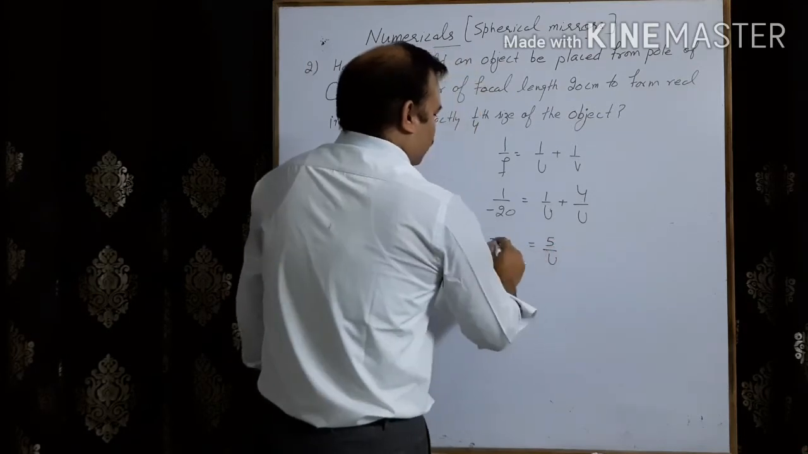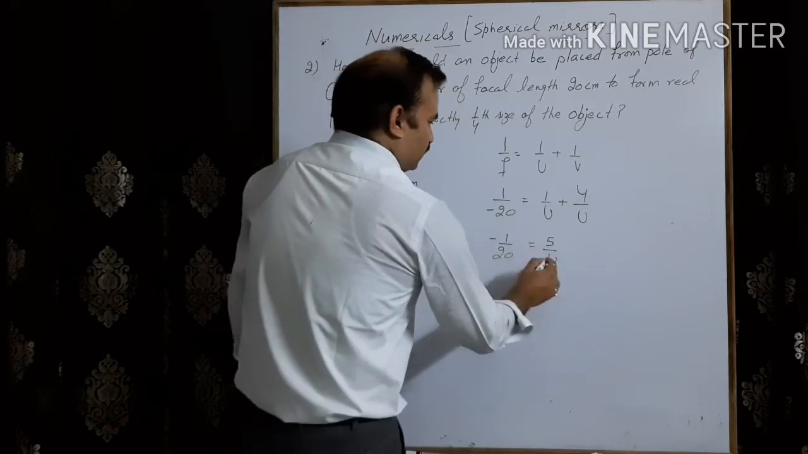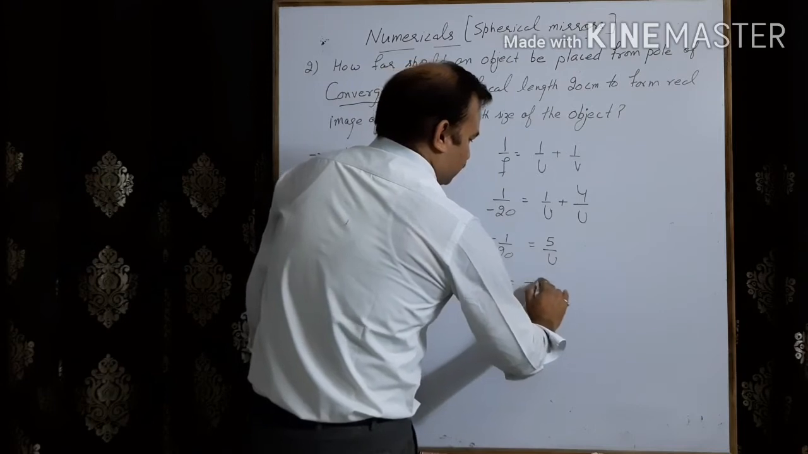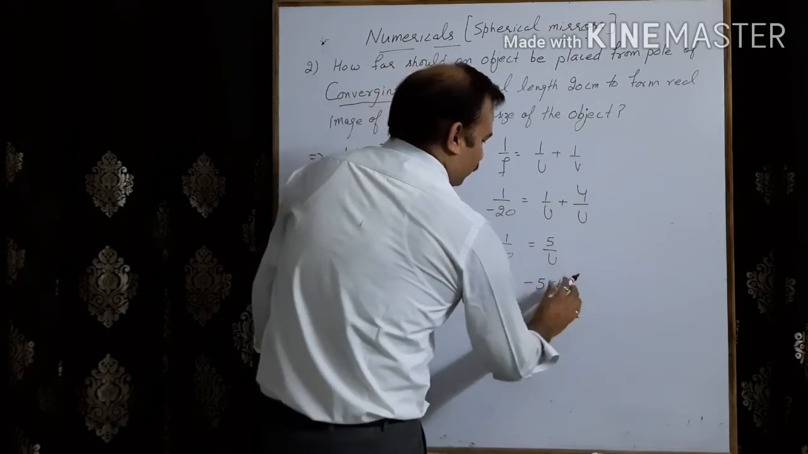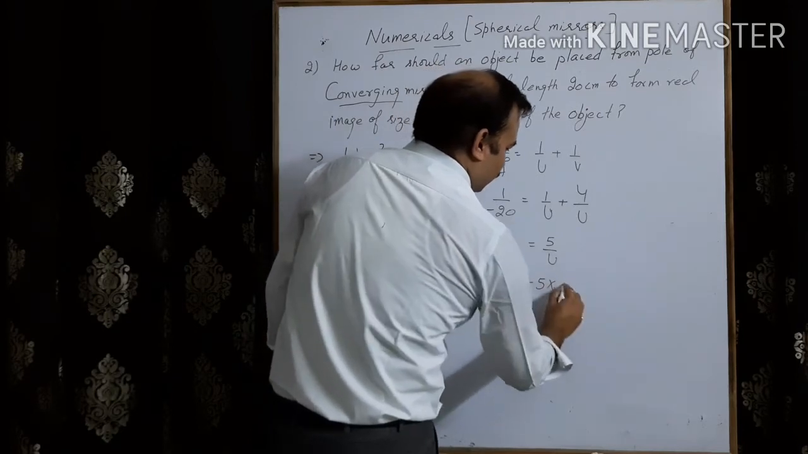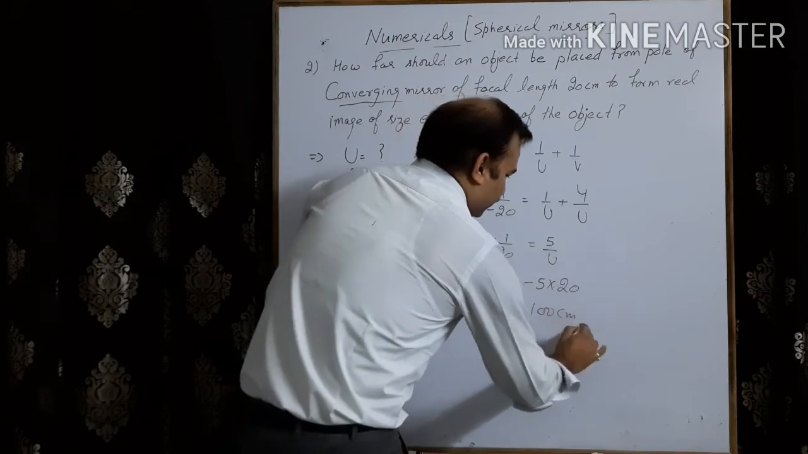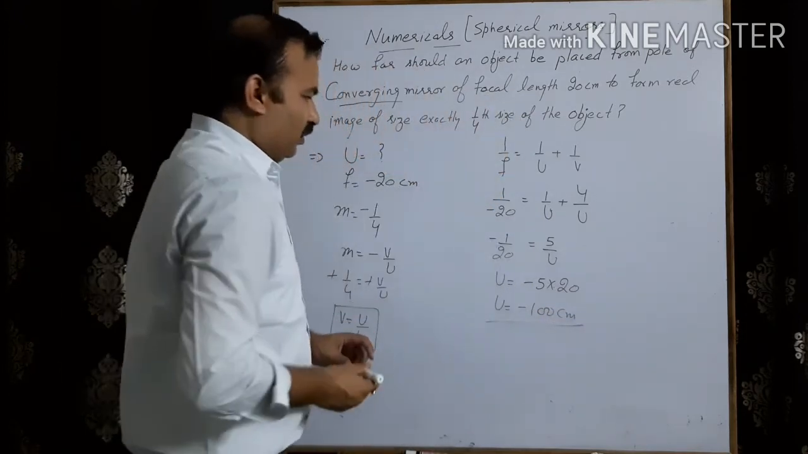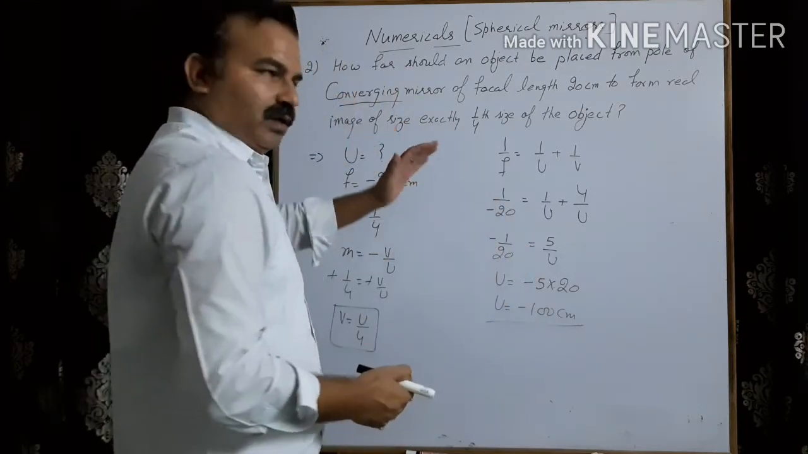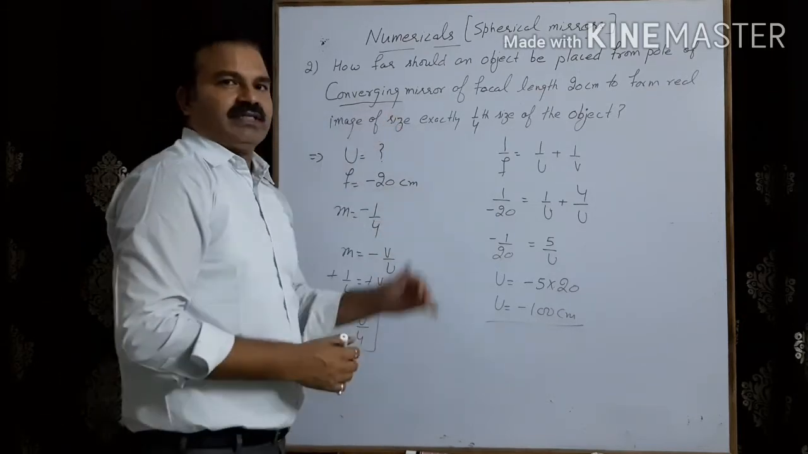5 by u is minus 1 by 20, so just cross multiply. U is equal to minus 5 multiplied by 20, and that will come out to be 100. So u is equal to minus 100 centimeter. Now minus sign shows that it is on the left side of the pole, that is on the left side of the reflecting surface of a converging mirror, that is a concave mirror.